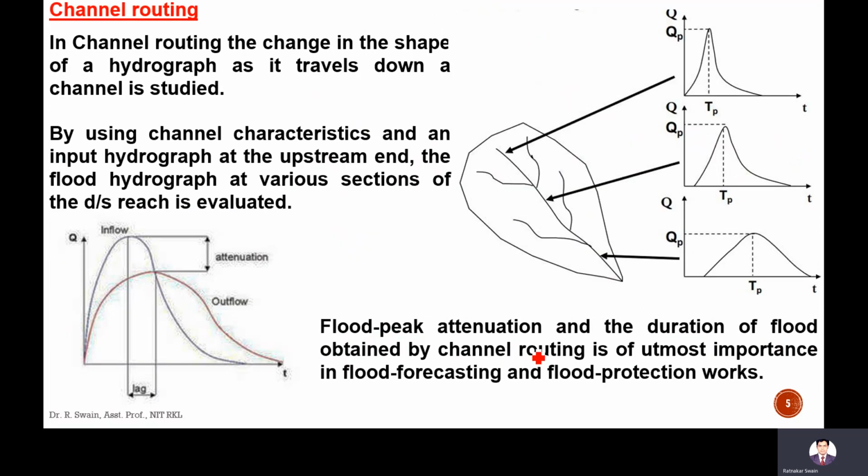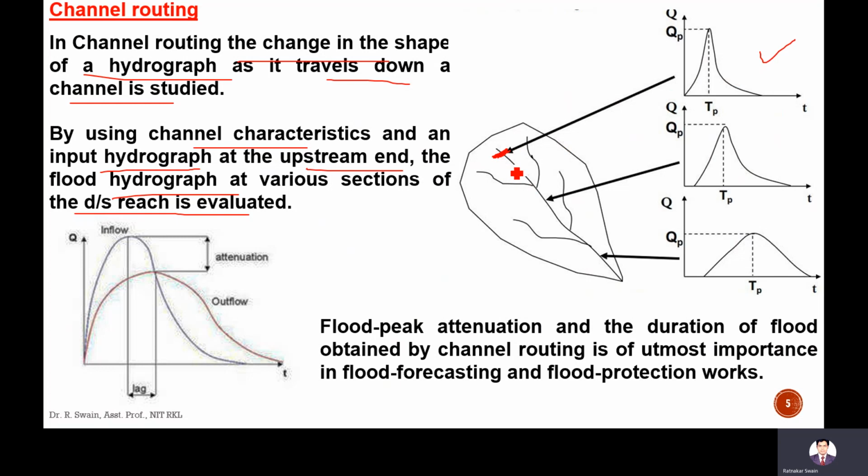Next is channel routing. In channel routing, the change in shape of the hydrograph as it travels down a channel is studied. By using channel characteristics and the input hydrograph at the upstream end, the flood hydrograph at various sections of the downstream reach is evaluated. Like here, this is a watershed of a river. Here the inflow hydrograph is given, that is known at an upstream section. That is called the inflow hydrograph.